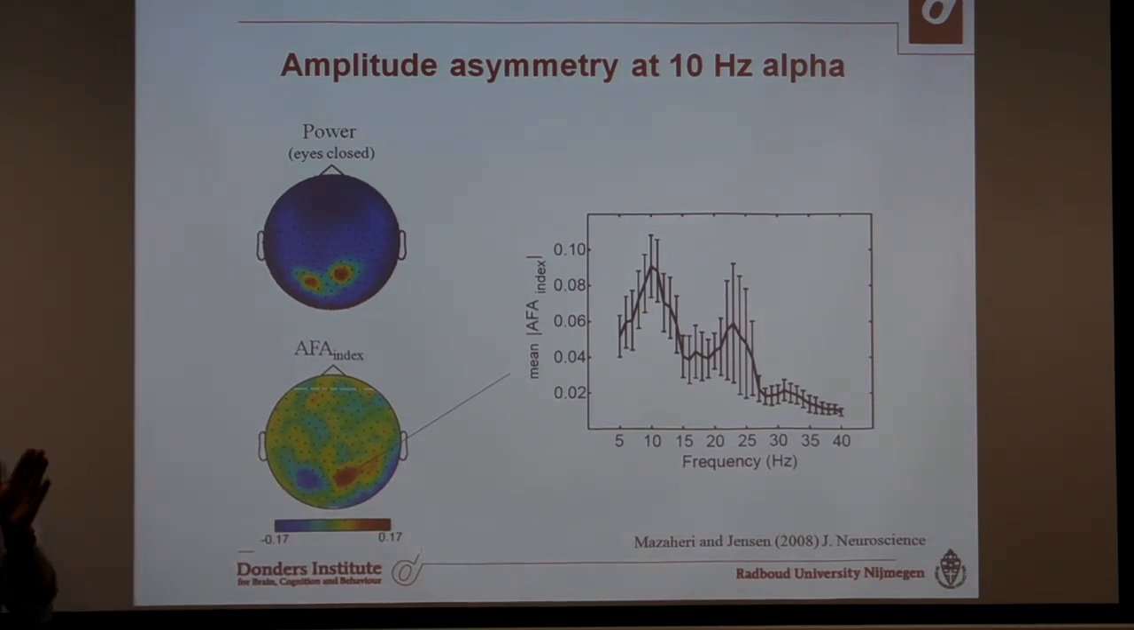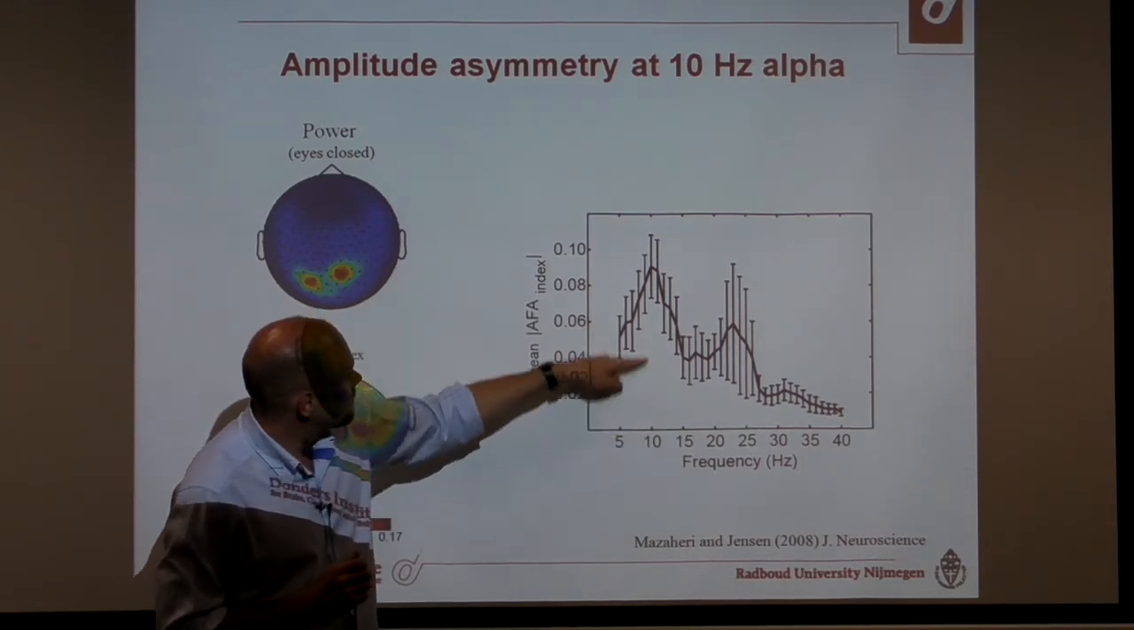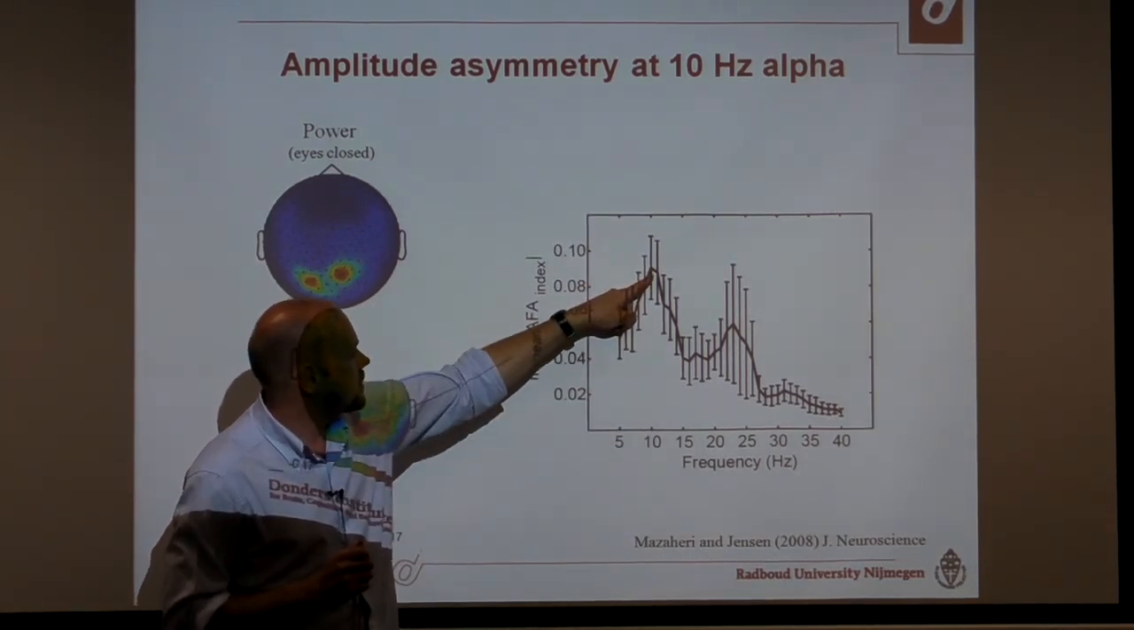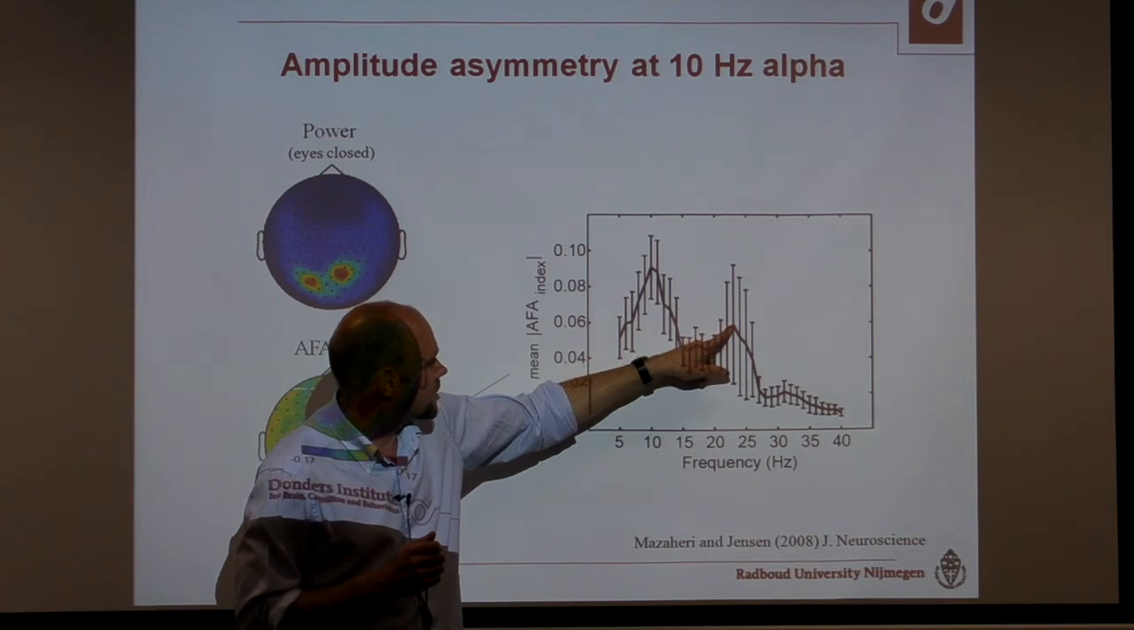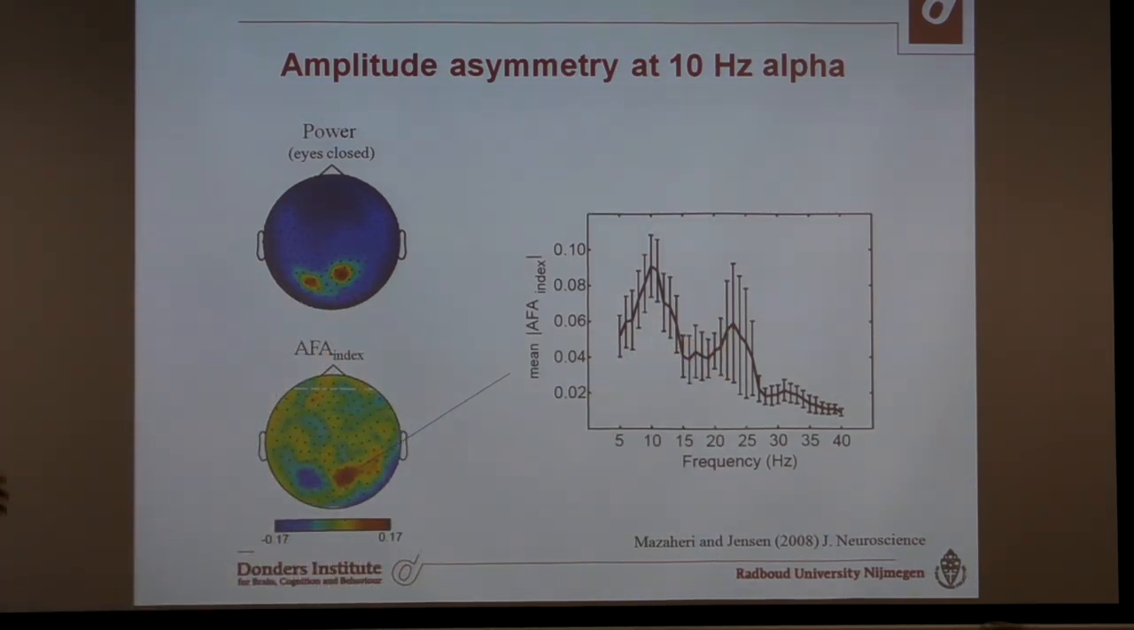Furthermore, we can also look at the spectrum of the amplitude asymmetry. So we just apply it for different frequencies and plot the result. What you find around 10 hertz is strong amplitude asymmetry, and maybe also something going on in a beta band. So in other words, amplitude asymmetry seems to be a true phenomenon.